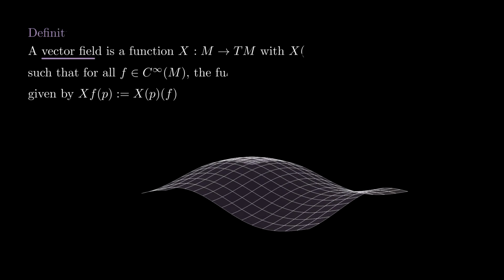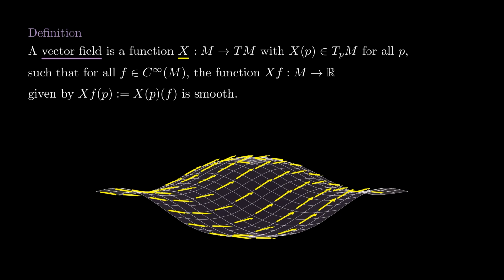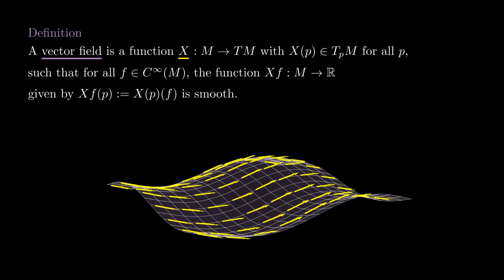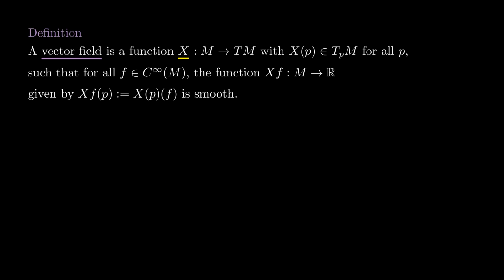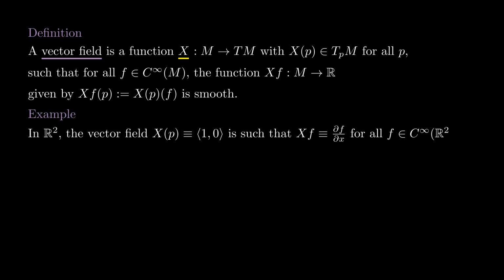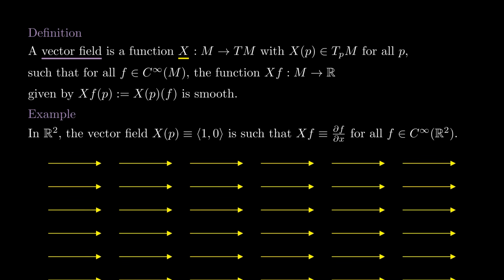A smooth vector field on a manifold M is a function x from M to its tangent bundle that assigns to each point P a vector tangent to M at P, and with the additional property that for any smooth function f, the function xf, defined pointwise as x of p applied to f, is a smooth function. The function xf should be understood as the derivative of f in the direction of x. For example, if x is the function that assigns the vector (1, 0) to each point in R2, then for any smooth function f, xf is the partial derivative of f with respect to x.